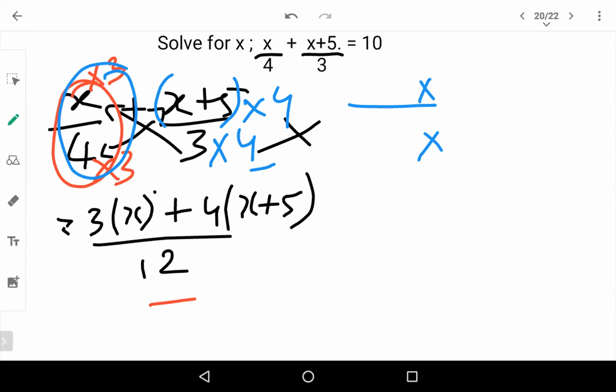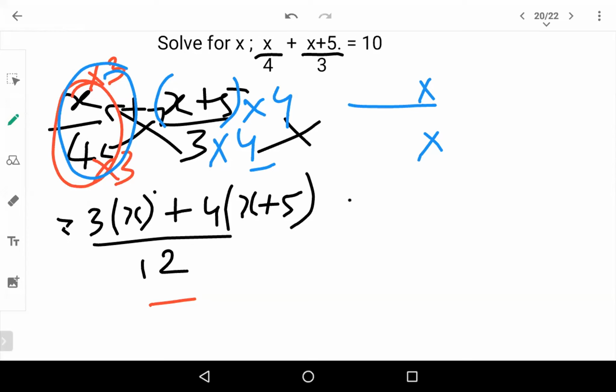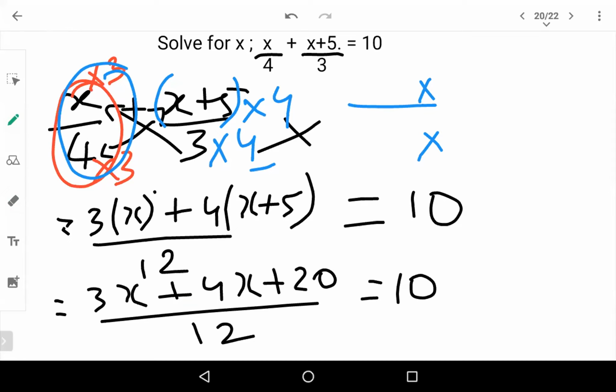Okay. Now, after this, is equal to 10 will be there as it is. We will not change any of that. Now here you will get 3x plus 4 into x is 4x, 4 into 5 is plus 20, divided by 12 is equal to 10. Yeah, correct, Lakshmi. Whole divided by 12.